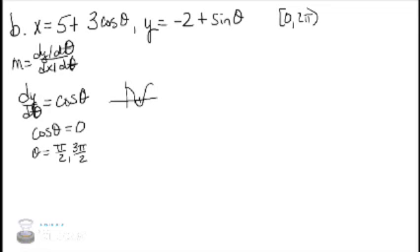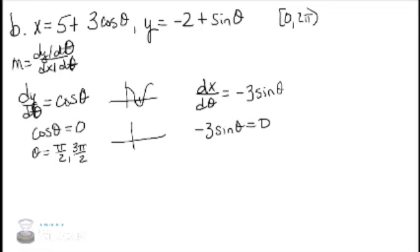And now let's think about dx/d theta, because we need to make sure that those are not points where dx/d theta happens to equal 0. So for dx/d theta, we're looking at the derivative of 5 plus 3 cosine theta. The derivative of 5 goes away. The derivative of 3 cosine theta is -3 sine theta. So when is that equal to 0? Again, remember your sine curve. It's 0 at the ends and in the middle. So on the interval from 0 to 2 pi, we're looking at theta being 0 or pi.